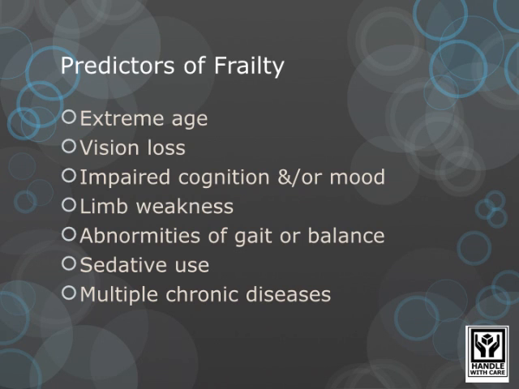So some of the predictors that we know for frailty are extreme age. So it's a predictor. It doesn't equal frailty, but it is a predictor. If someone has vision loss, if they have impaired cognition or mood, if they have any limb weakness, if they have an abnormal gait or balance, and if they're using sedatives. Also, multiple chronic diseases also are predictors of frailty.